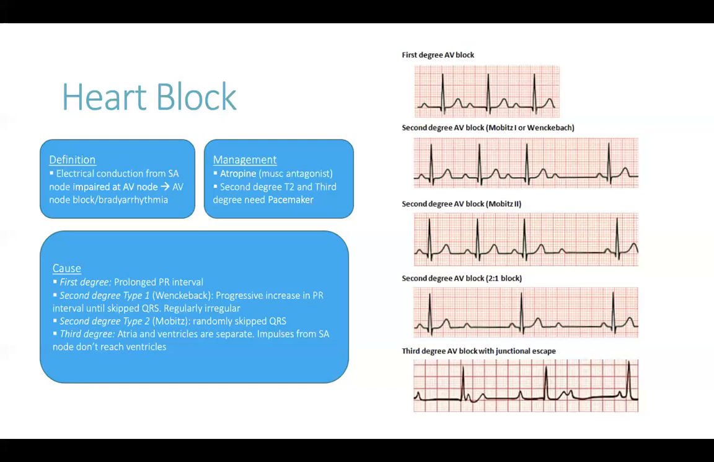Atrium. And so for management, you give atropine because that increases your sympathetics, so increases your heart rate, all those sorts of things. And because second degree type 2 and third degree are more severe, they might actually need a pacemaker.